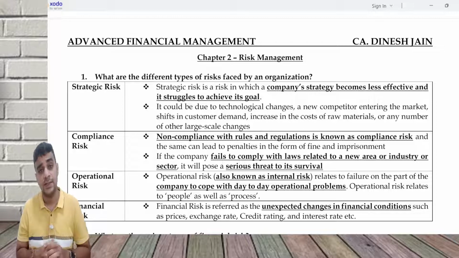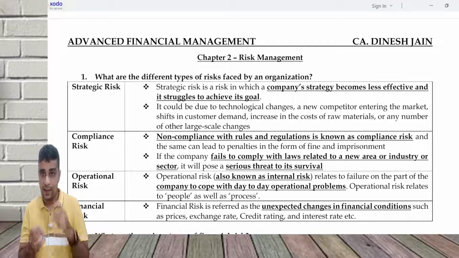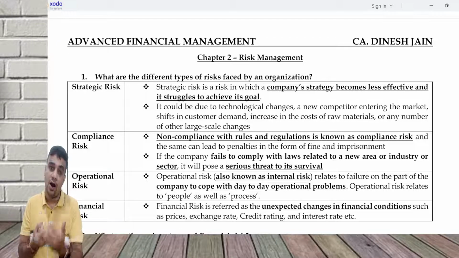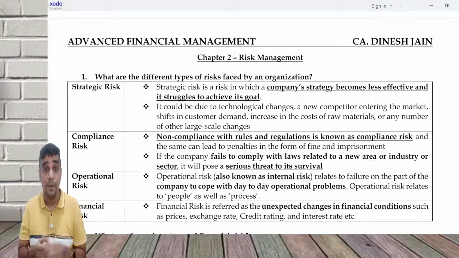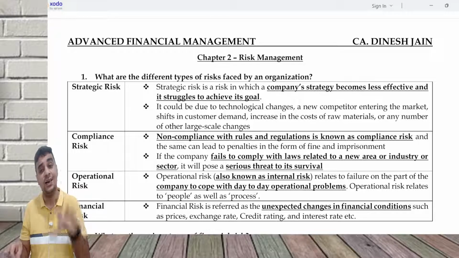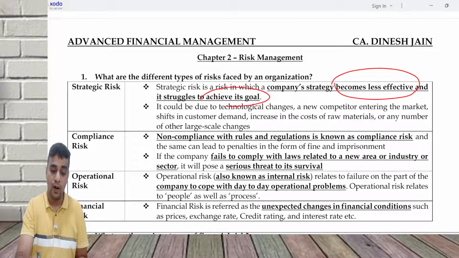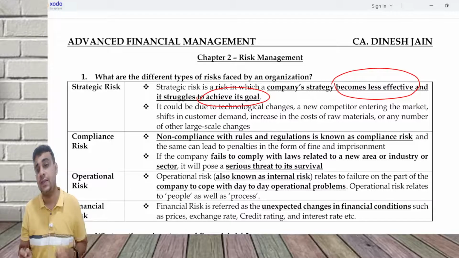What is strategic risk? Every organization prepares a corporate level strategy, a business level strategy, and a functional level strategy. The strategy may become ineffective and will not give me the required result. The strategy becomes ineffective and it fails or struggles to achieve its goal. I am not able to achieve my goal because my strategy has become less effective.